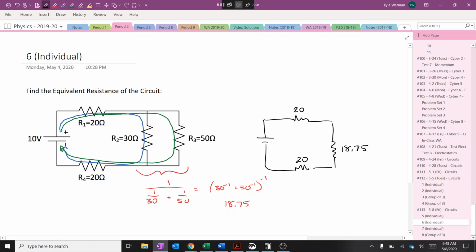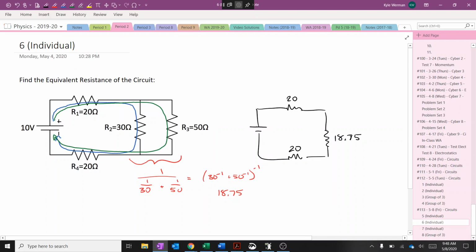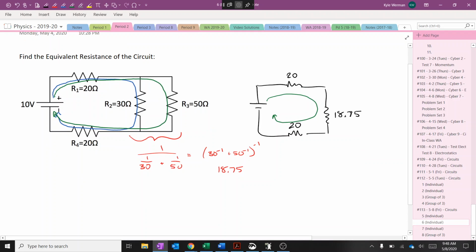Do you guys see how we do this? So I've replaced the 30 and the 50 with one equivalent resistance. And now I clearly have one pathway through all 3, and I can add up all of those. So REQ would now be 20 plus 18.75 plus another 20. And so I get 58.75 ohms as the equivalent resistance.